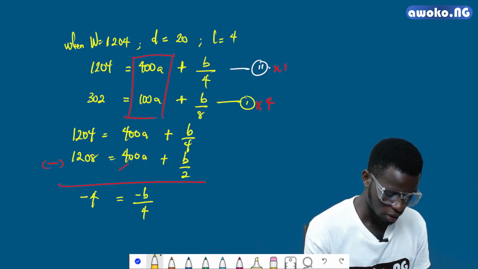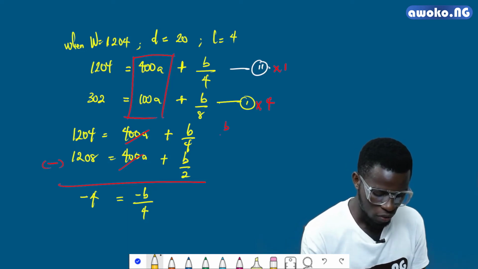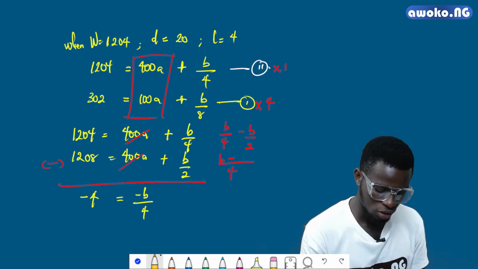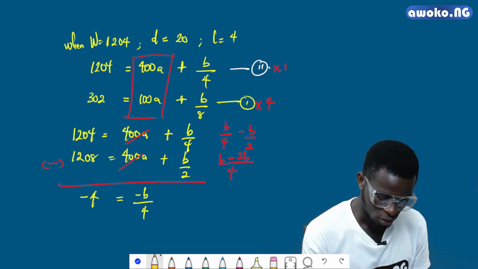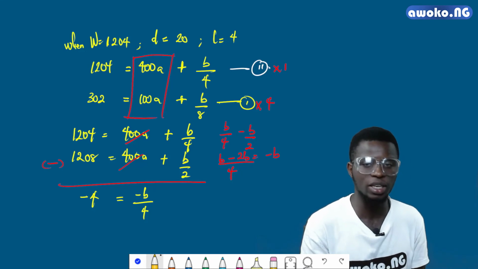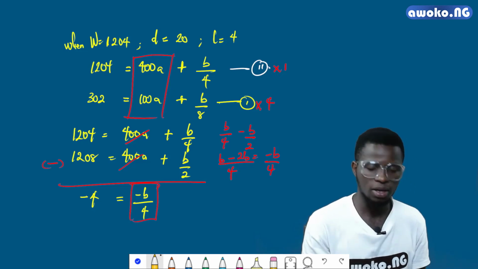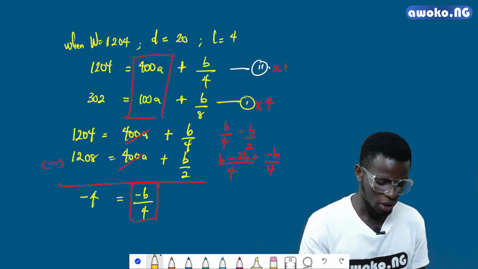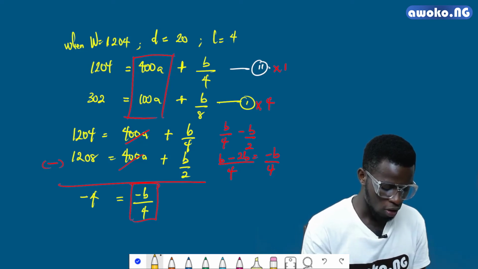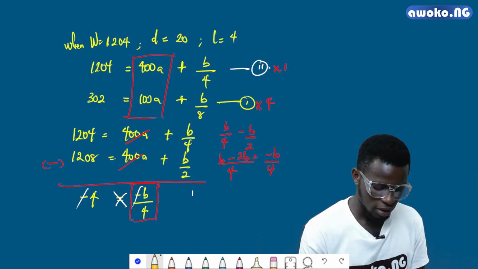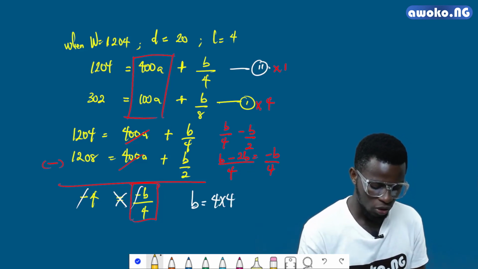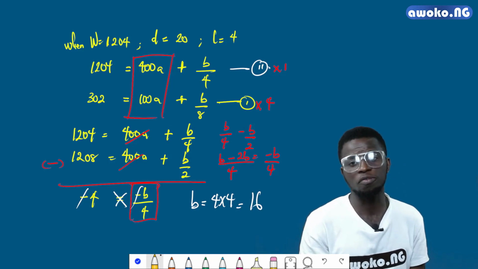Of course, the 400A will cancel out. So B over 4 minus B over 2. If I look for the LCM, I have 4. This is B minus 2B. So B minus 2B is going to give me minus B. It's just like saying 1 minus 2. It's going to be minus B all over 4. And that was how we arrived at this as our answer. So if we cancel out the negatives and cross multiply, we would have that B is equal to 4 times 4, which is equal to 16. Therefore, the value of B is equal to 16.